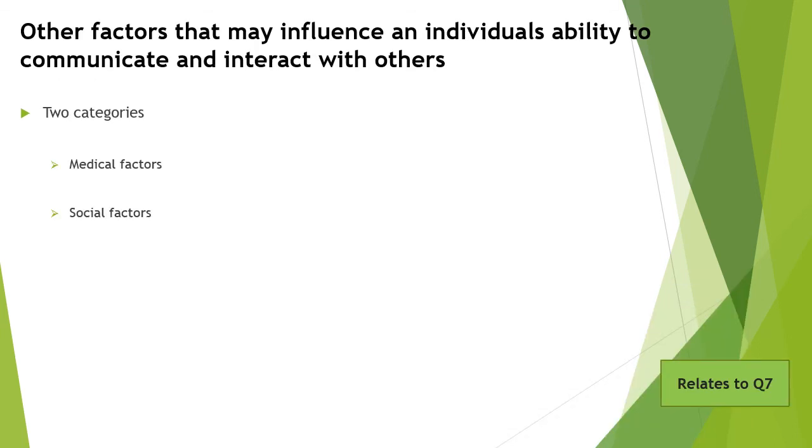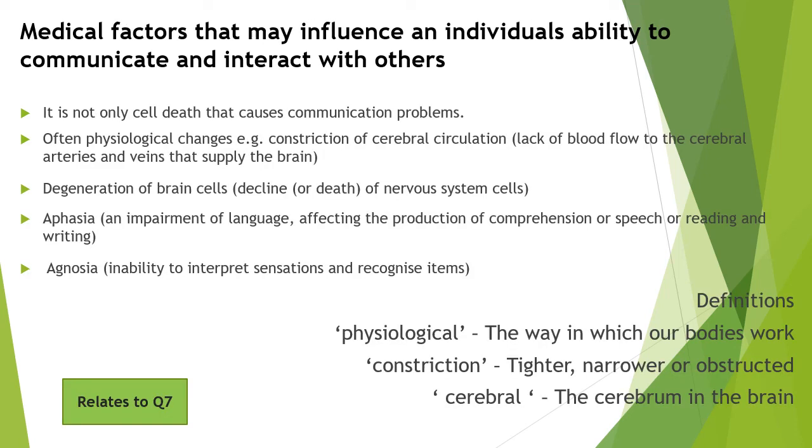So we're now going to look at other factors that may influence an individual's ability to communicate and interact with others. And this relates to question number 7. And we're going to look at it within 2 categories: the medical factors and the social factors. So we're going to start by looking at the medical factors that may influence an individual's ability to communicate and interact with others. It's not only cell death that causes communication problems.